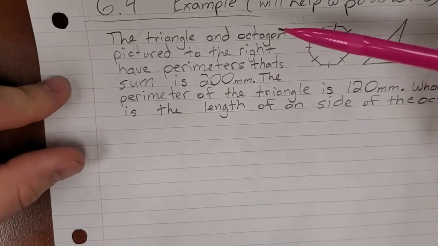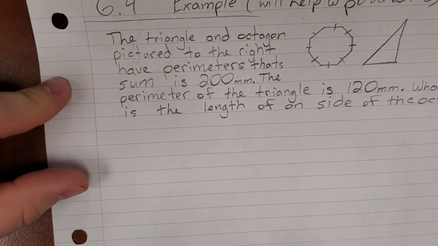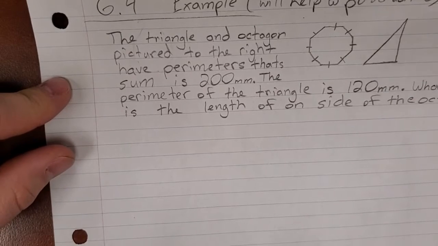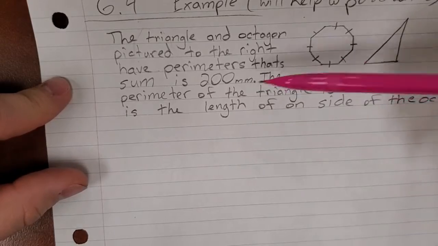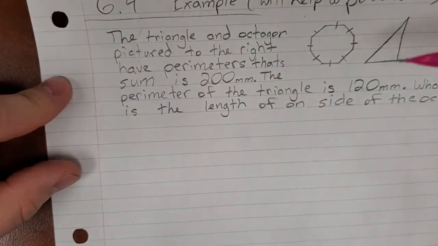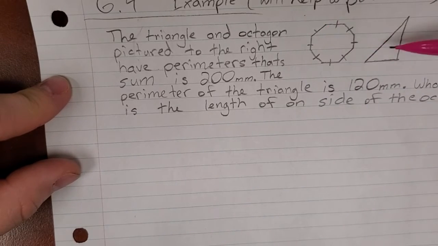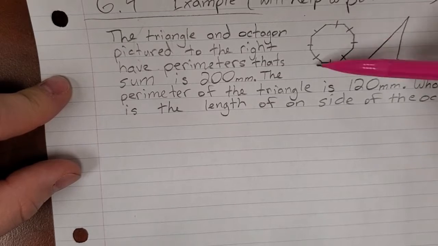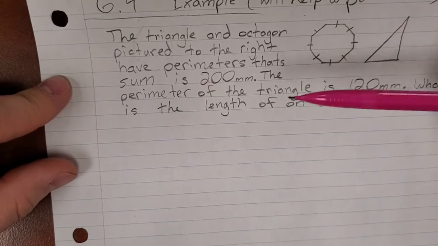It says here, the triangle and octagon, pictured on the right, have perimeters whose sum is 200 millimeters, is what it says, not milliliters. So 200 is the sum. Sum means add it all up. So if we add all these sides up and all these 3 sides up, these 8 sides and these 3, all of it would add to 200 millimeters.